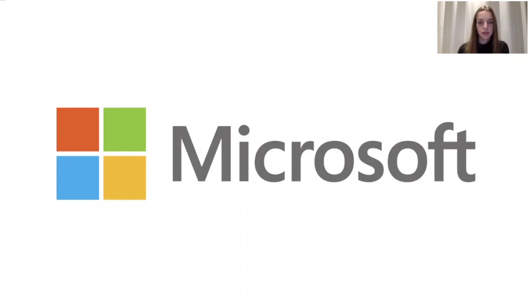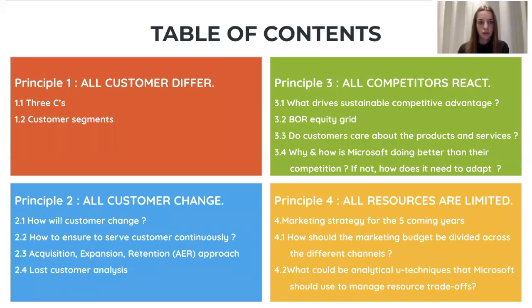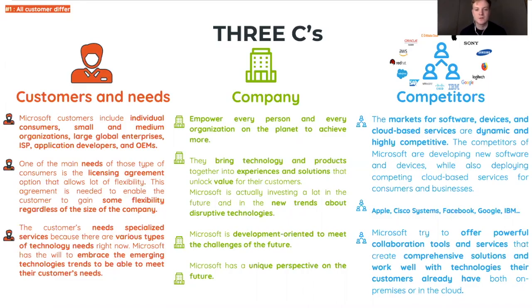This Microsoft presentation will follow the 4 marketing principles. All customers differ, all customers change, all competitors react, all resources are limited. Microsoft customers include individual consumers and a lot of other types of customers. One of the main needs of those types of consumers is the licensing agreement option that allows a lot of flexibility. The customers need specialized services because there are various types of technology needs right now.